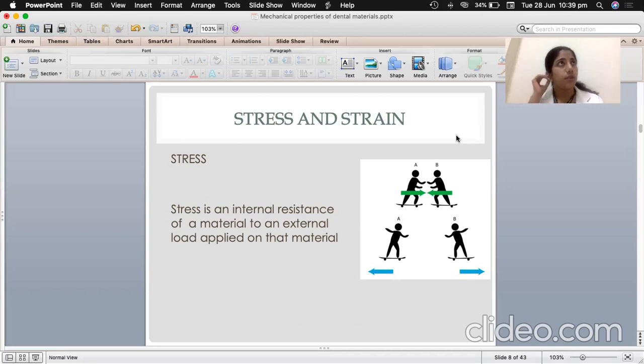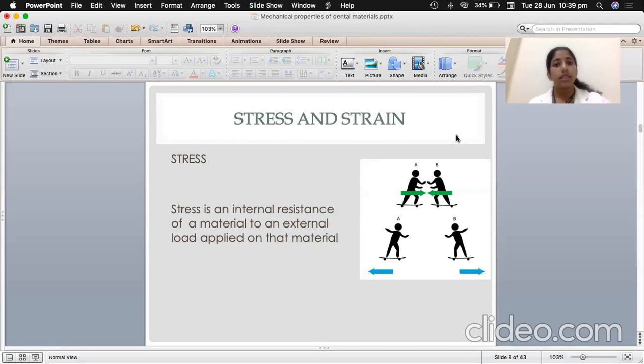So always, when we are measuring stress in the oral cavity, we should know how much stress a particular restoration can withstand. If 200 Newton of force is applied to that material, the material should be strong enough to withstand that amount of stress. Okay, that is the main purpose of studying this chapter.